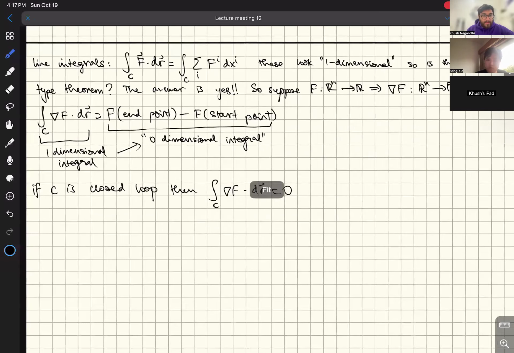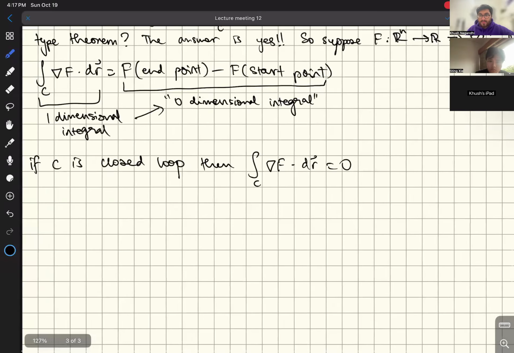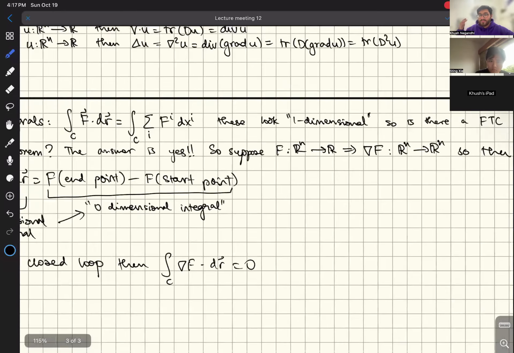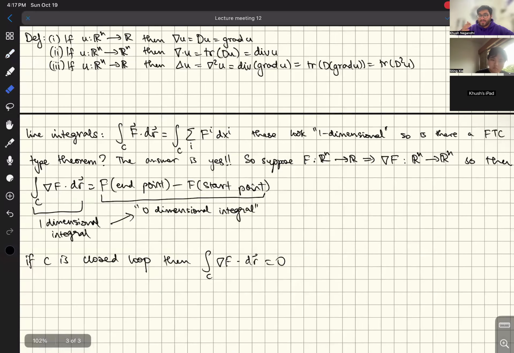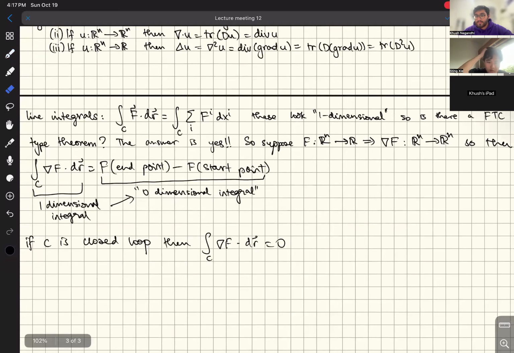Did you understand what the question was there? Can you repeat it? I'm not really grasping this. Okay, we saw that if I have the derivative of a function, its integral on a closed loop is zero. Yep.